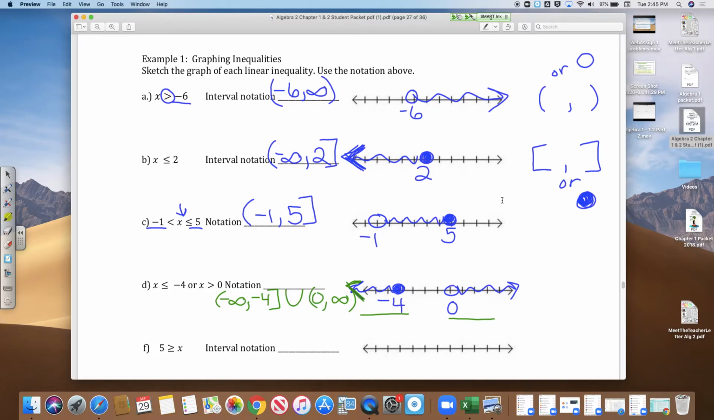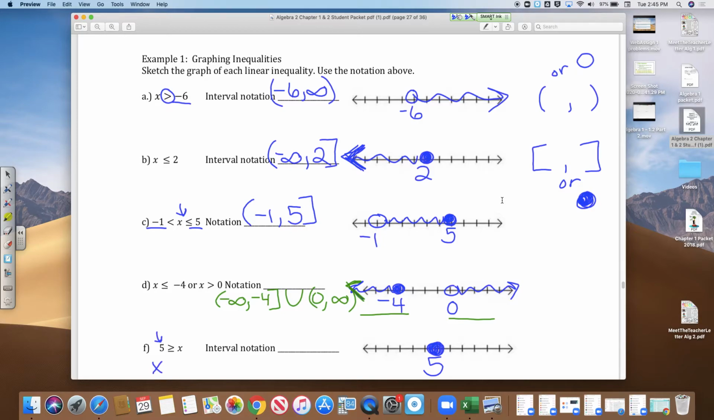All right, and then the last one we have here is 5 is greater than or equal to x. So I know that I need 5 on my graph. And I also know that just from looking at the symbol, it's going to be a closed circle or it's going to be a square bracket graph. But I personally don't like to graph when my number is first. I like to graph when my variable is first.